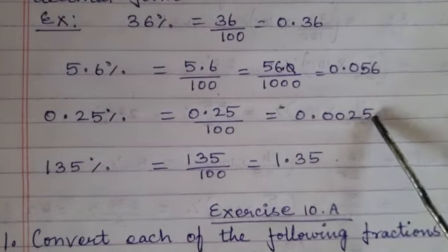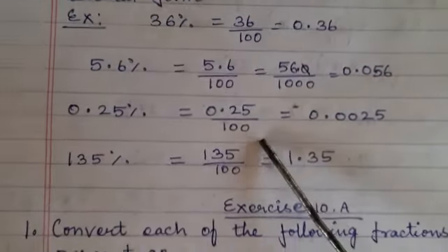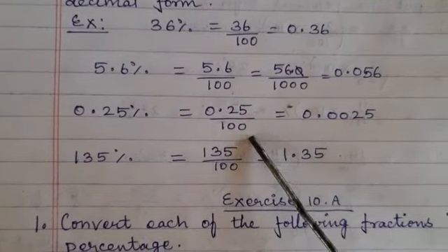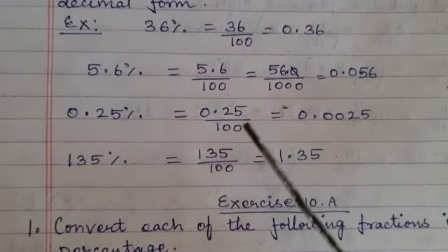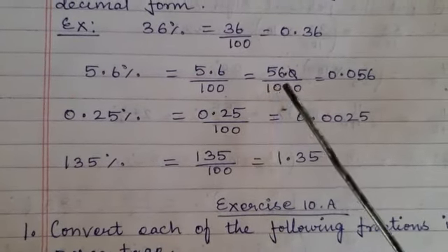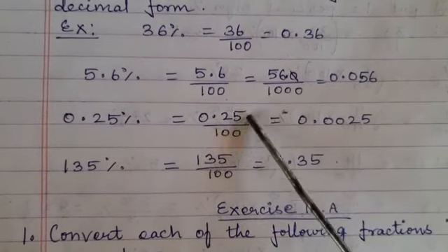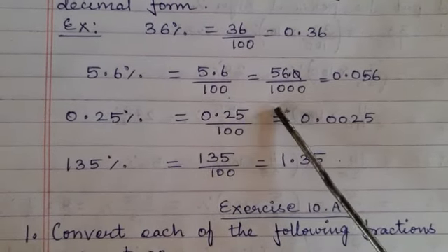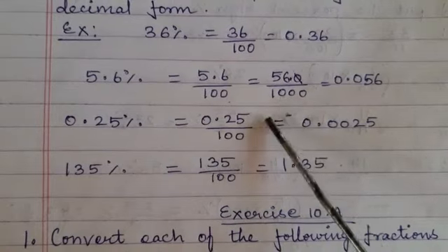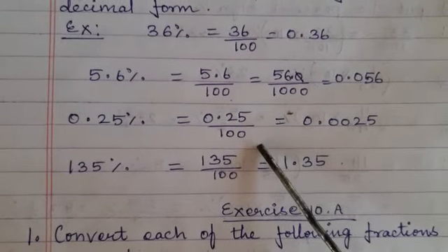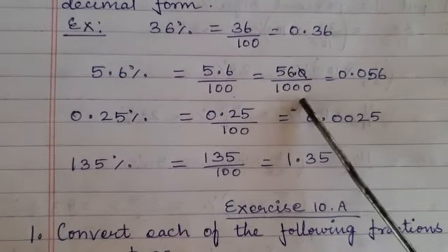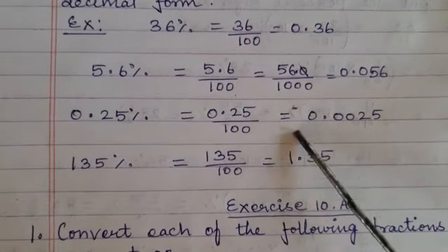0.0025. If you don't understand how to do this conversion, that is, division of a decimal by 100, 1000, 10,000, you convert as in the previous example like this. You convert this numerator into a whole number, that is, multiply by 10, 100, 1000, both numerator and denominator, convert it as a simple fraction, then you bring the answer.